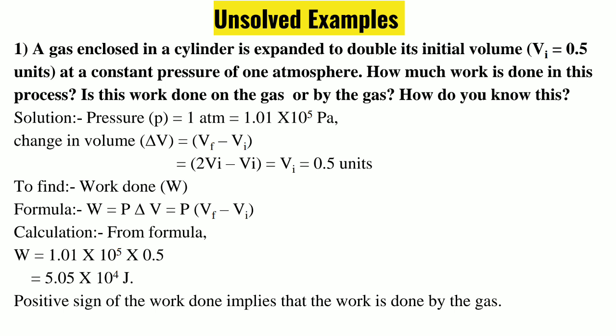Pressure value we already know. Change in volume we also know. We have to find out the work done. So the formula is W is equal to P delta V. We have to substitute each and every value. We will get work done as 5.05 into 10 raised to 4 joule. Over here we are getting a positive value. Whenever we get a positive value, it means work is done by the gas on the system. And if it is negative, then work is done by the surrounding on the gas.